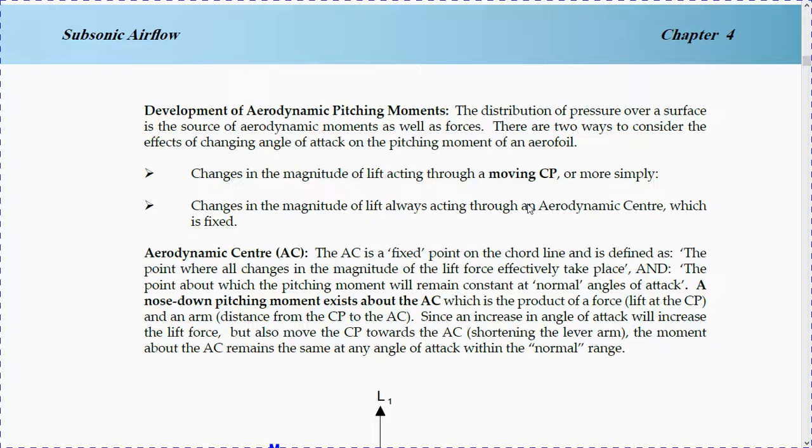Development of aerodynamic pitching moments. The distribution of pressure over a surface is the source of aerodynamic moments as well as forces. There are two ways to consider the effects of changing angle of attack on the pitching moment of an airfoil. Changes in the magnitude of lift acting through a moving center of pressure, or more simply, changes in the magnitude of lift always acting through an aerodynamic center, which is fixed.